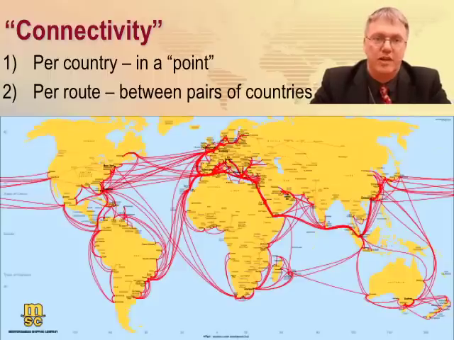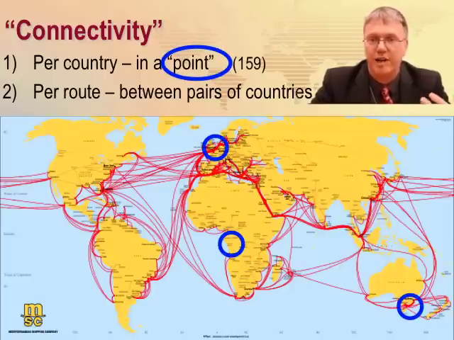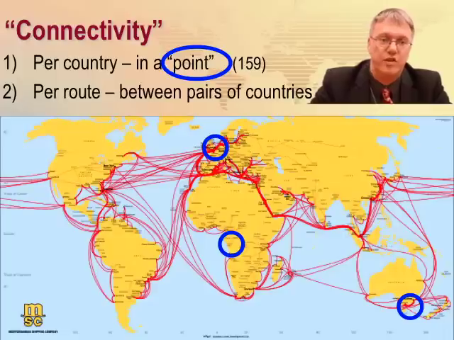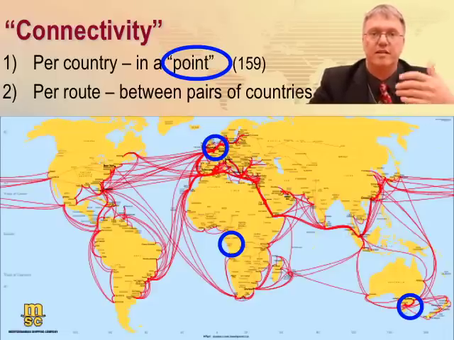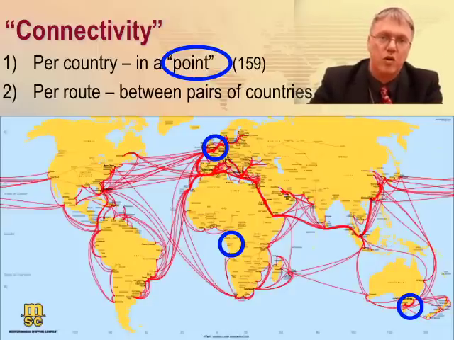There are two ways to look at it. One is per country, like in a point. So we have 159 coastal countries in our database, and in this example, we have services by Mediterranean Shipping Company, for example. We could see that, say, Netherlands is clearly better connected than Australia. Australia is better connected than Congo, but by how much?